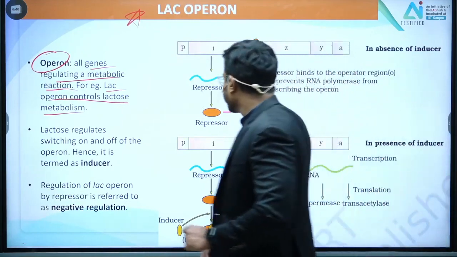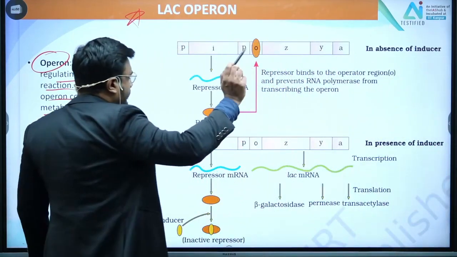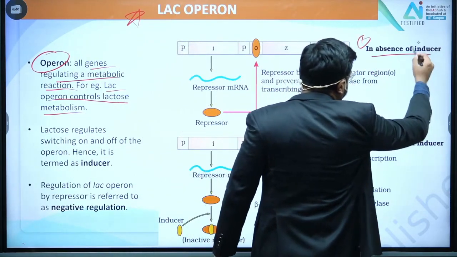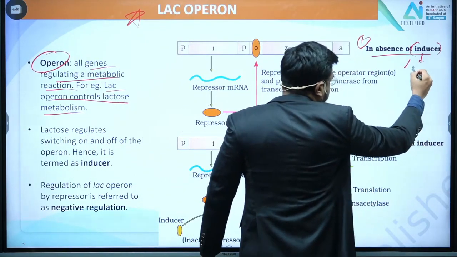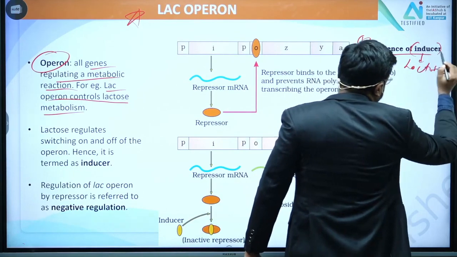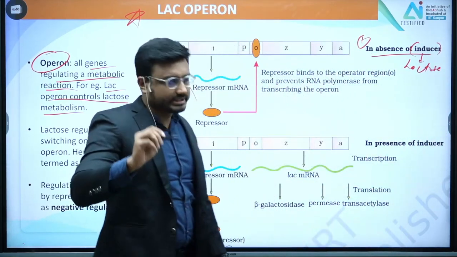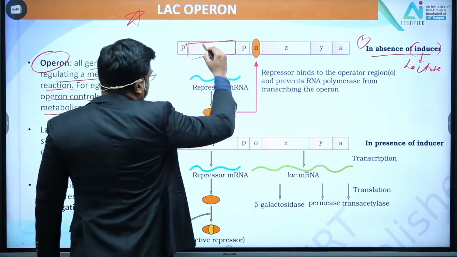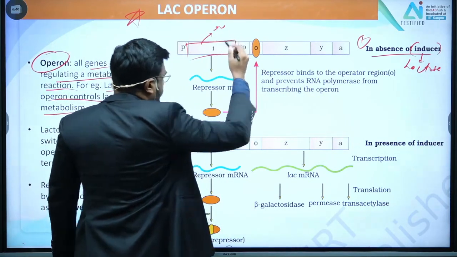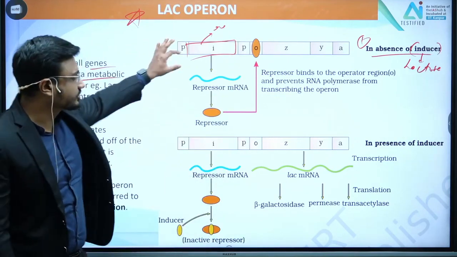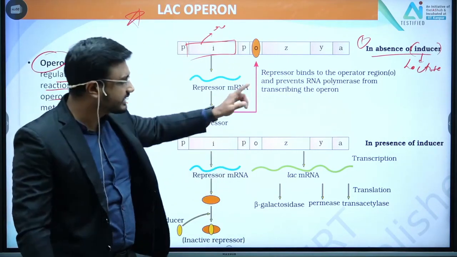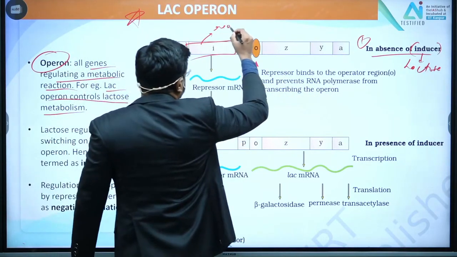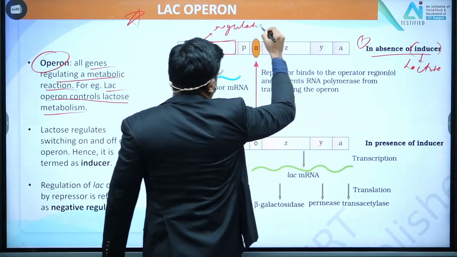Here we can see the diagram of the lac operon. In the first scenario, there is an absence of the inducer. The inducer is nothing but lactose, so lactose is acting as an inducer. Here we have the Ig. Don't get confused that the I would be the inducer. No, the inducer is lactose. Here the I gene is the regulatory gene.